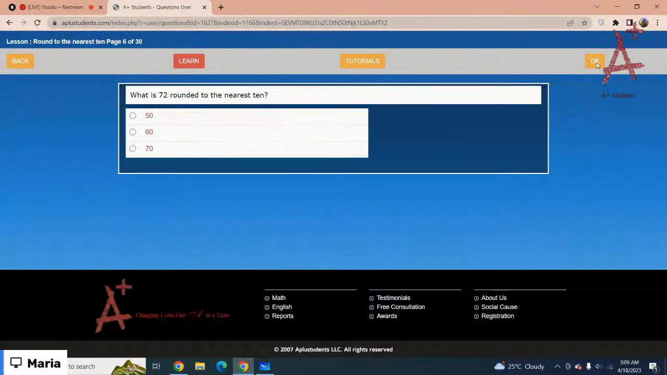Okay, what is 72 rounded to the nearest 10? Be quick. So 72 is rounded to, yes, it is rounded off to 70. Got it?